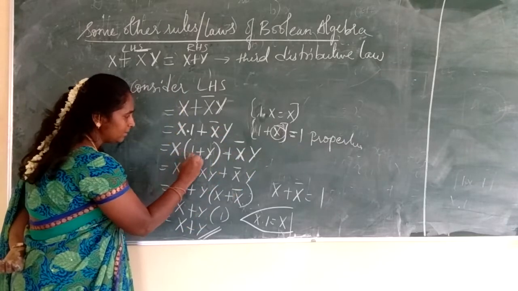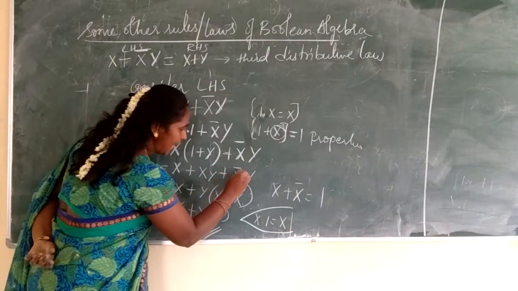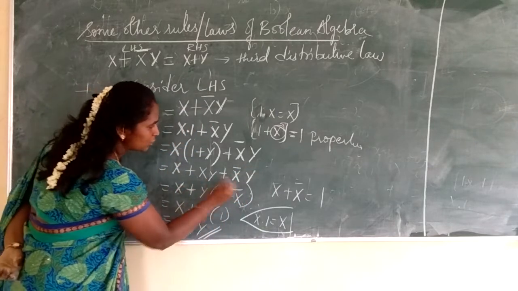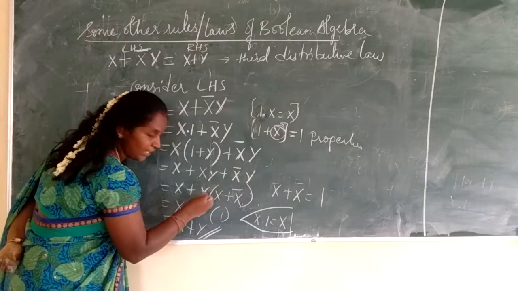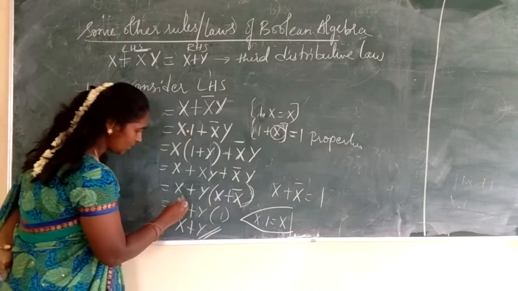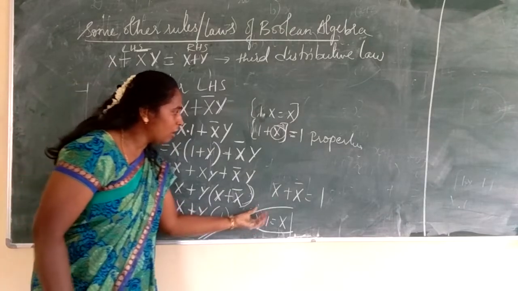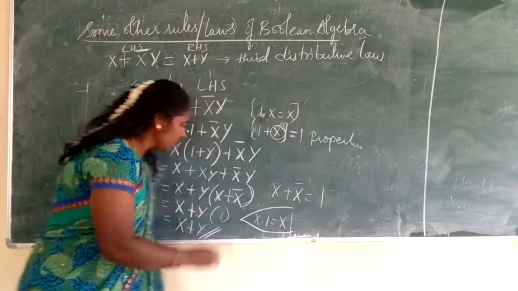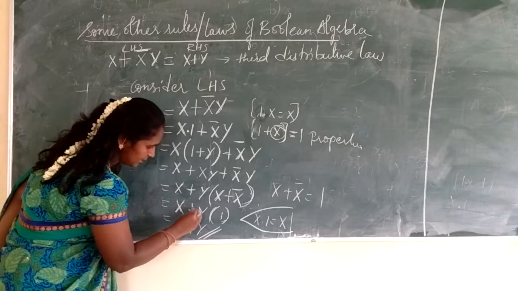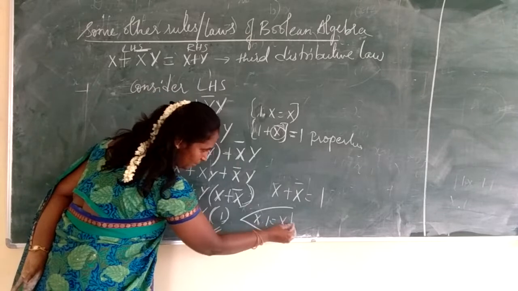Now multiply: x into 1 is x, into y is xy, plus x bar y. Now in these two terms y is common, so I am taking y common. Now x plus x bar, with x as it is, plus y. Using the complementary law, x plus x bar is equal to 1. So x as it is, and by the properties of 0 and 1, x into 1 is nothing but your x.